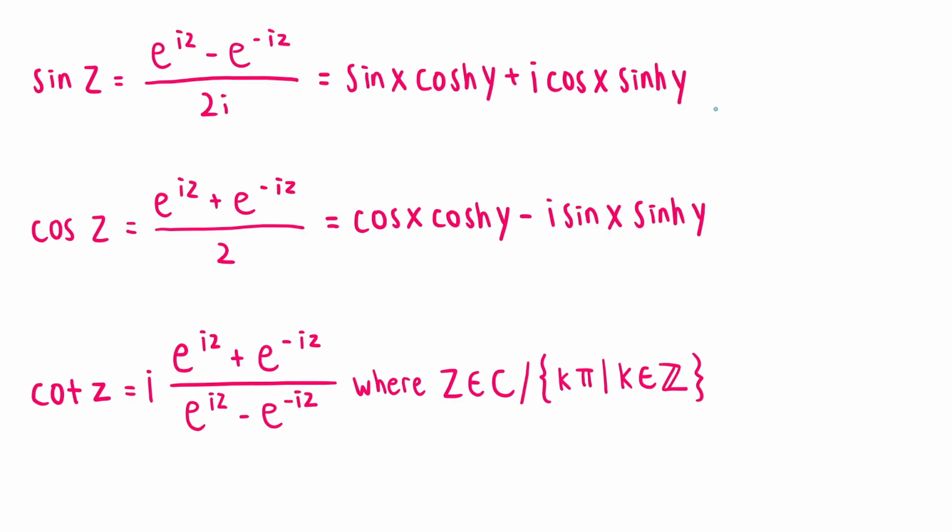In this video, I would like to define cotangent of z in terms of its real and imaginary parts, which uses the previous definitions of sine of z and cosine of z. I'll link all the relevant videos in the description.